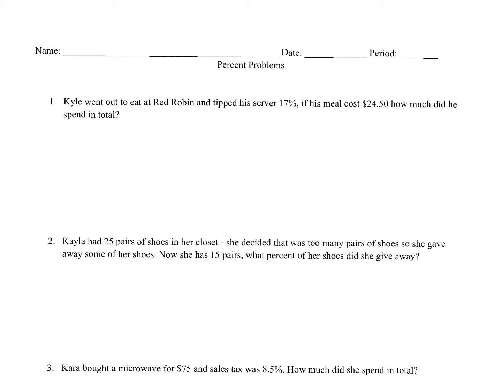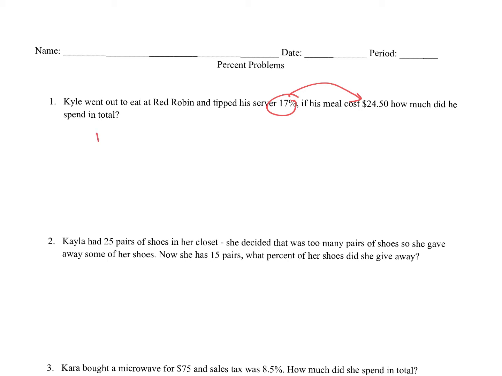Number one, Kyle went out to eat at Red Robin and tipped his server 17%. If his meal cost $24.50, how much did he spend in total? So he tipped 17% of the cost, $24.50.